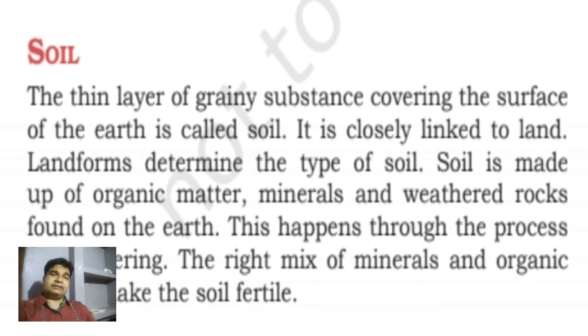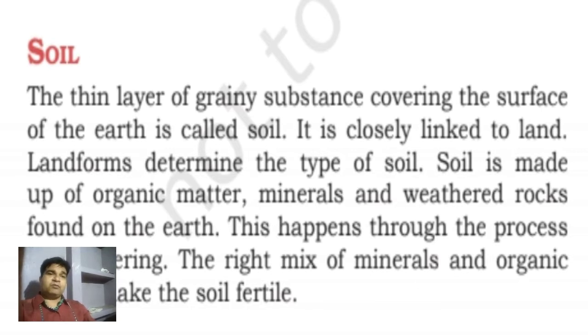The thin layer, thin means patla, of grainy substance, grainy just like grains, covering the surface of earth is called soil. It is closely linked to land. So land surface is closely associated with soil. That means you will find soil very close to the earth. Landforms determine the type of soil. So according to the forms of land, there are different kinds of soil like black soil, red soil, etc.